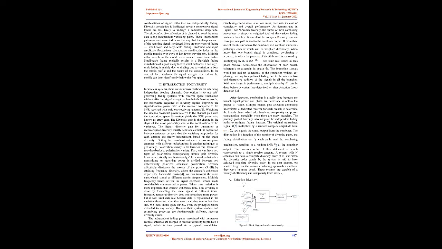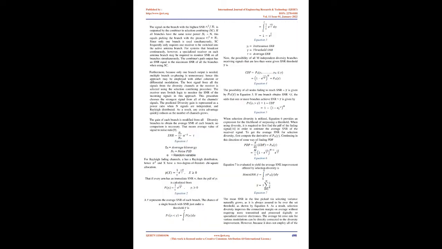There are two drawbacks to polarization diversity. First, we can have only two types of polarization, corresponding to just two diversity branches, vertical and horizontal. The second is that when transmit or receive power is divided between two differentially polarized antennas, polarization diversity effectively loses half of the power, 3 dB. 4. Frequency diversity is achieved where the channel's coherence bandwidth is smaller than the carrier bandwidth; we can transmit the same narrowband signal at different carrier frequencies. Multiple frequency bands carry the signal, which needs considerable transmit power.